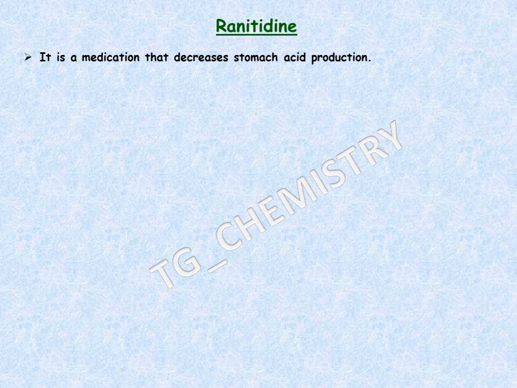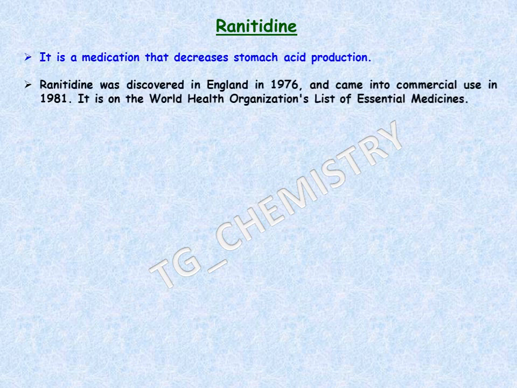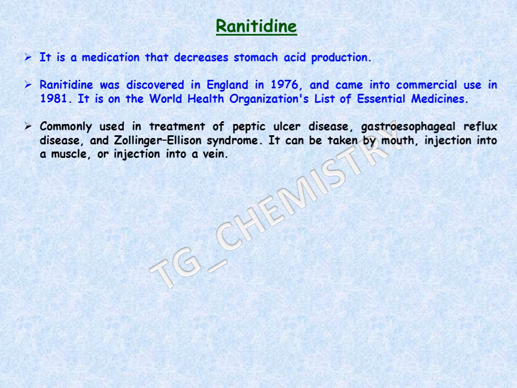First comes ranitidine. It is a medication that decreases stomach acid production and was discovered in England way back in 1976 and came into commercial use in 1981. And this is on the list of WHO's essential medicines. Commonly used in treatment of peptic ulcer disease and gastroesophageal reflux disease and also in Zollinger-Ellison syndrome. It can be taken by mouth, injection into a muscle or injection into a vein, depending on the situation of the patient.